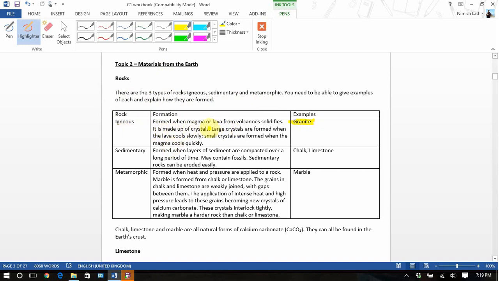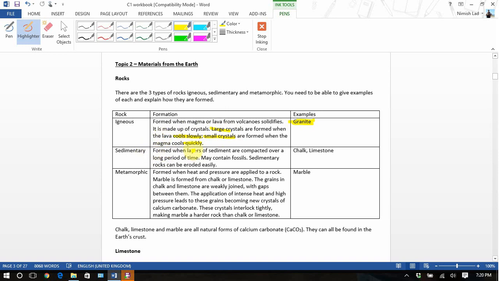Extrusive are going to cool down quickly. Okay, so they can have small crystals. Okay, they just cool down outside the volcano. Intrusive cooled slowly. So intrusive cooled inside, so they're cooling down slowly. Therefore, they have large crystals. Okay, so this is when magma or lava from volcanoes solidify.